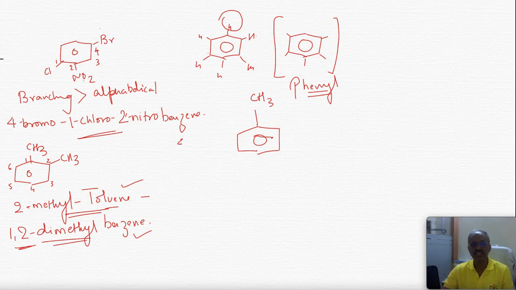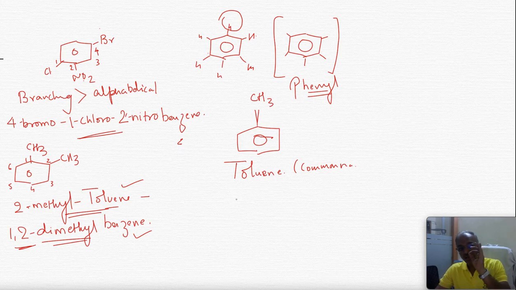So this is benzene with one methyl. So it's toluene, which is a common name, no doubt. But if this same structure comes in an exam asking for the IUPAC name, I will take this as a parent. So it will be known as methyl benzene.